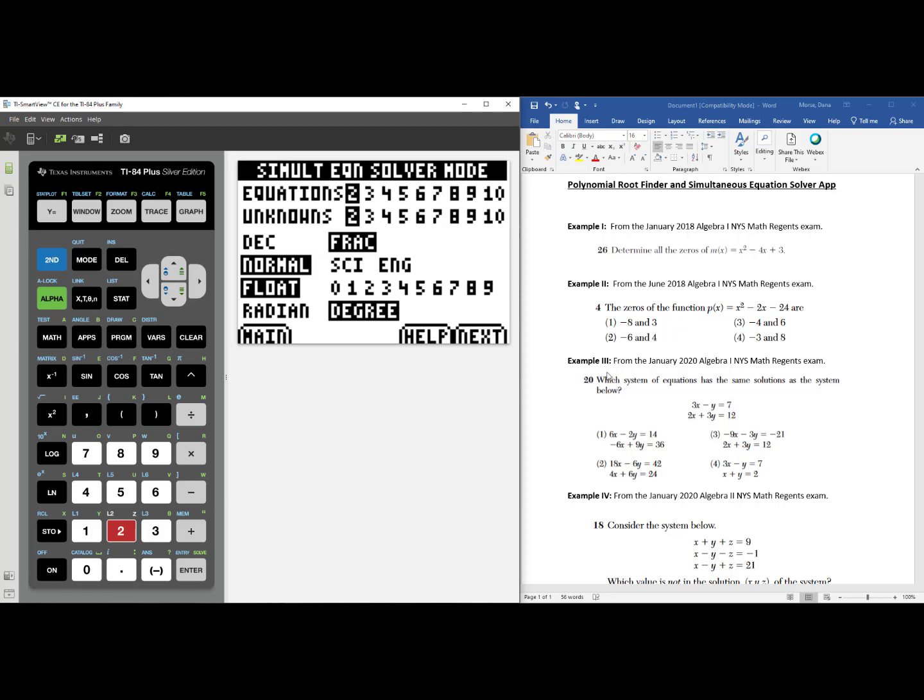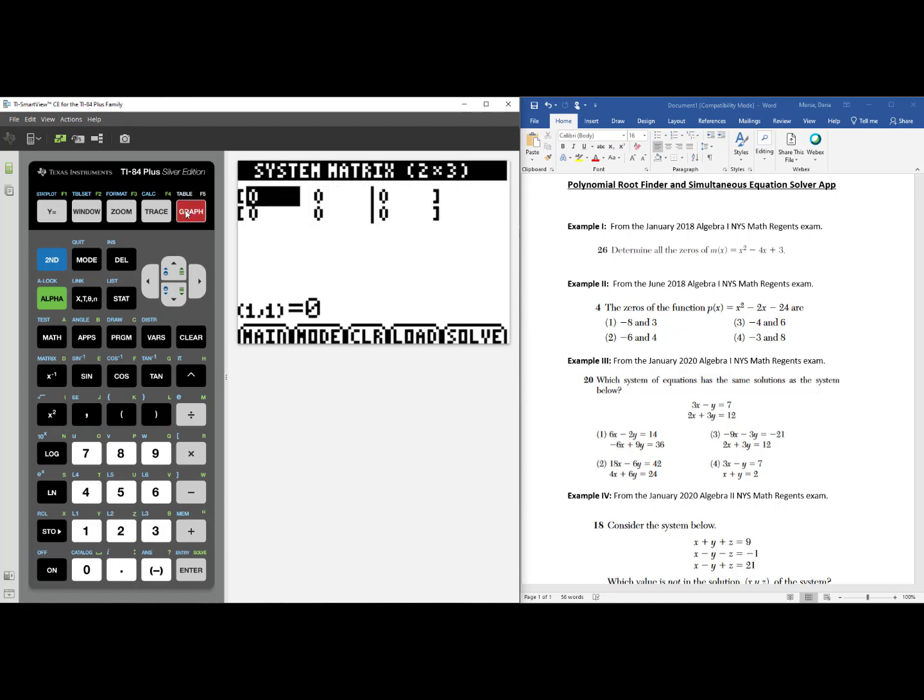I'll use example 3, 2 equations, 2 unknowns. I'll select next. And now I put in the coefficients. So, 3, enter, negative 1, enter, 7, enter, 2, enter, 3, enter, 12, enter. When I press graph, which is associated with solve, it will solve my system of equations, x1 equals 3, x2 equals 2.